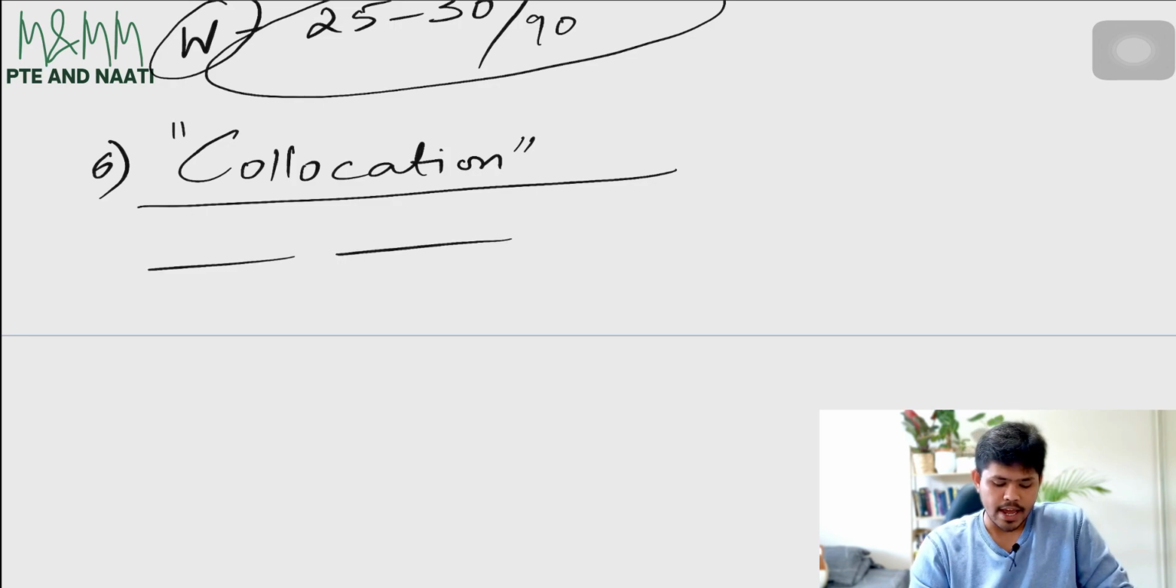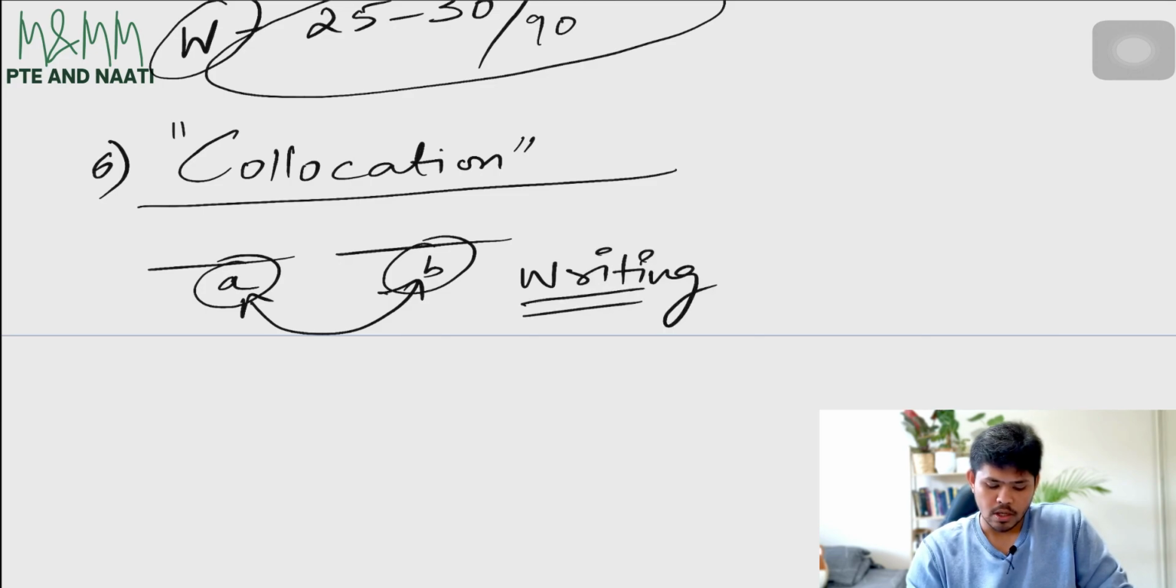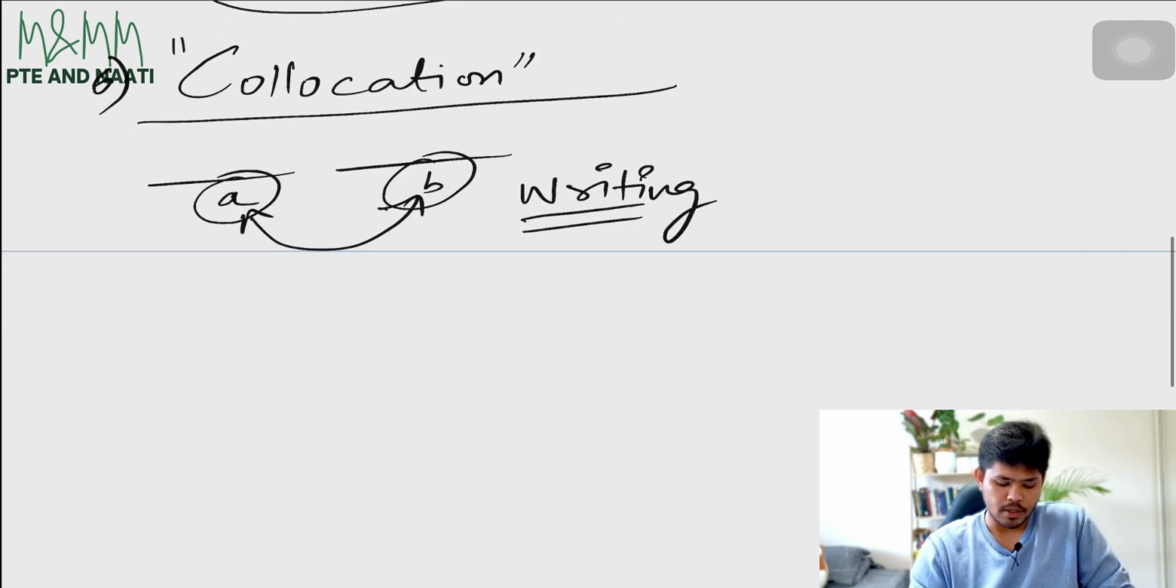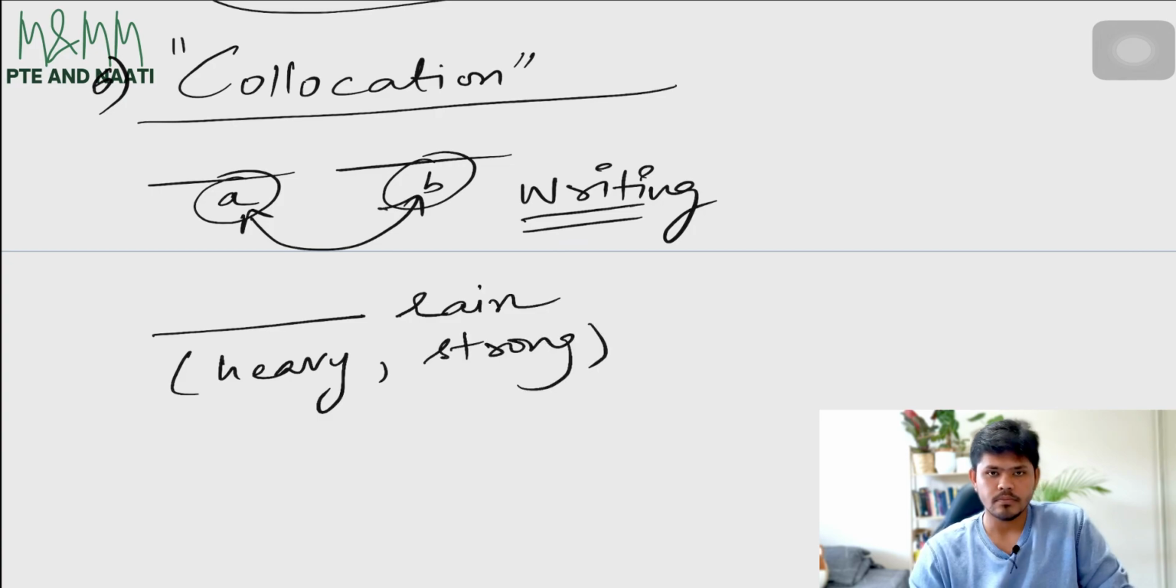Let's say I have two words, A and B. What I'm trying to say is A and B are used together while writing and speaking, specifically while writing. For example, dash rain. Now I'm giving you two options: heavy rain or strong rain. What is the correct answer? Most of you have said heavy rain, and your answer is absolutely right.